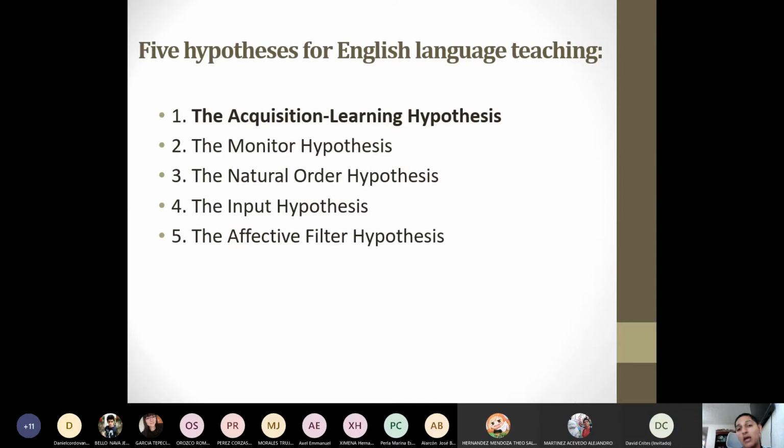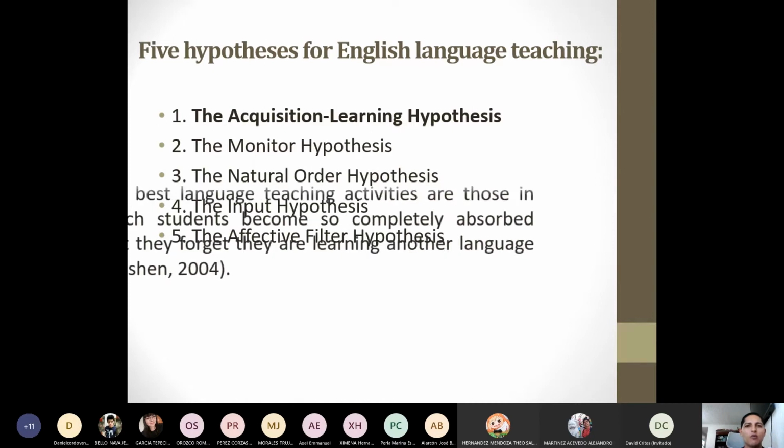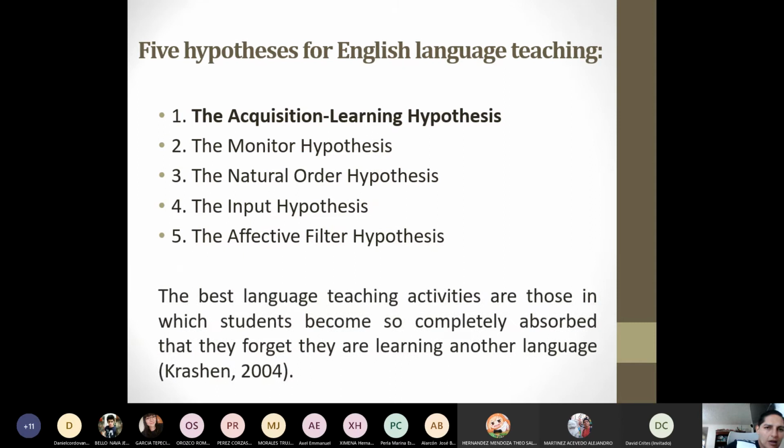The comprehensible input hypothesis, well, that has already been explored. And one final one, which is the affective filter. Let's go for the summary of acquisition and learning hypothesis. But before that, I brought this quotation: the best language teaching activities or tasks are those in which students become so completely absorbed that they forget they are learning another language. This is one of the contributions of Krashen.